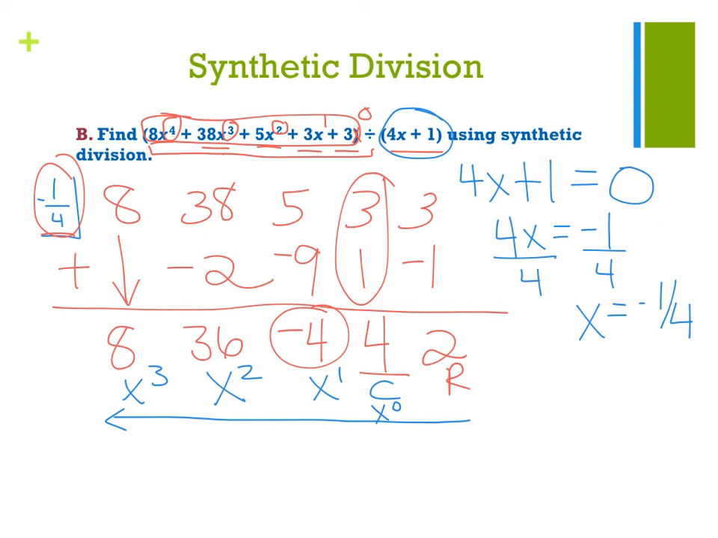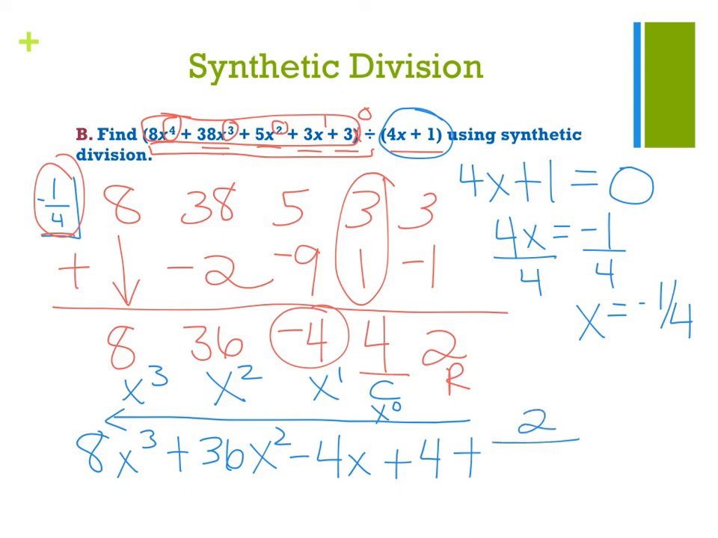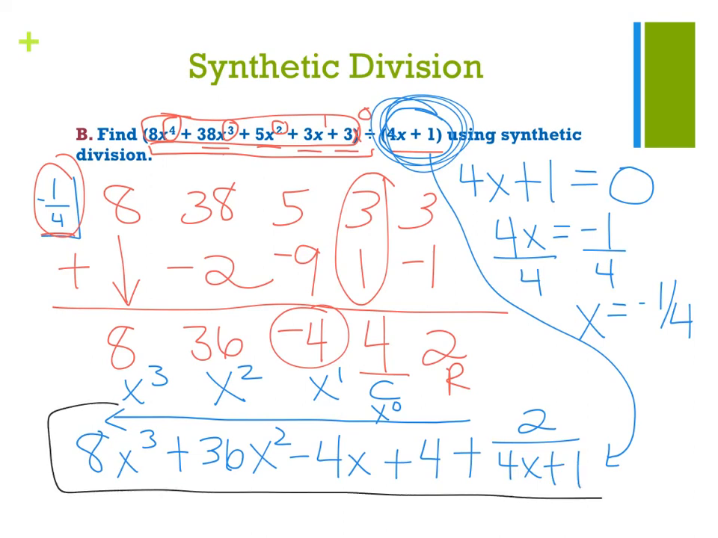So if we write out our answer, our final answer is 8x cubed plus 36x squared minus 4x to the first power plus 4 plus a remainder of 2. And remember, our remainder always has to go over our divisor. It has to be divided by our divisor, which was 4x plus 1. So our final answer then is 8x cubed plus 36x squared minus 4x plus 4 plus 2 over 4x plus 1.